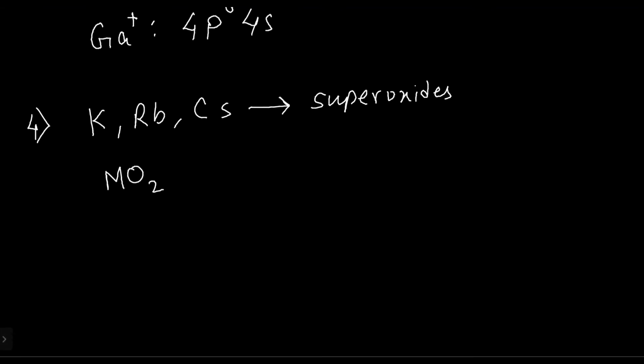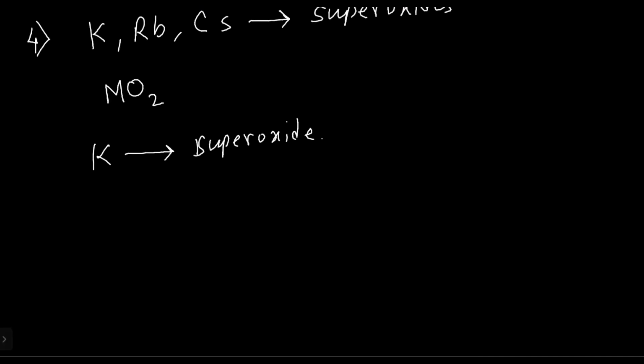Among the 4 options, which one will be the correct one? Of course, potassium. It will form superoxide, and moreover, you will be sure by seeing the yellow color. You can be even more sure that your answer is potassium, because potassium has the capability to form superoxide when it reacts with oxygen. So here option B, potassium, will be correct.